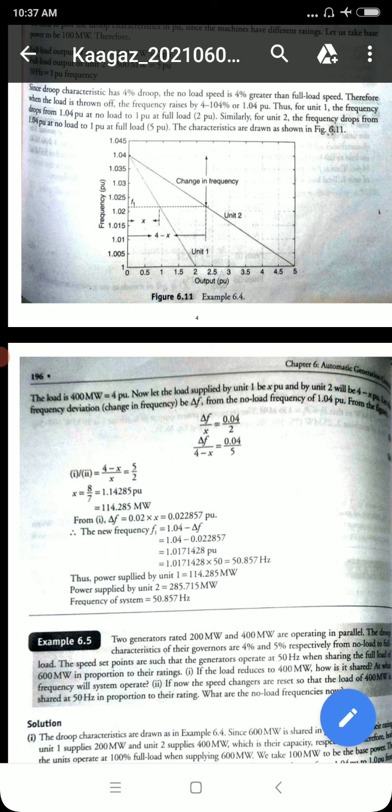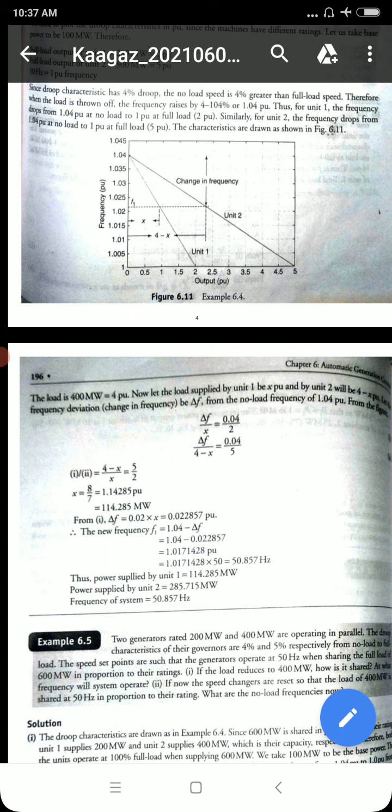Just now we saw delta P1 is delta f by R1, delta P2 is equal to delta f by R2. The same thing I have used here. Now I am solving for those two equations.